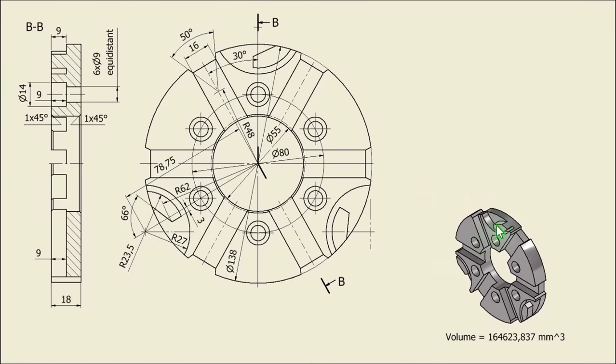Now we create this feature by using these dimensions. 78.75 is the distance between this point and the center point. We create this feature, but we use these dimensions. Radius 27, radius 23.5, this distance of 3, and radius 62 for this point. The angle is 66 degrees.